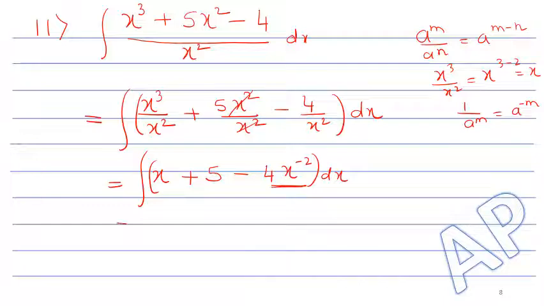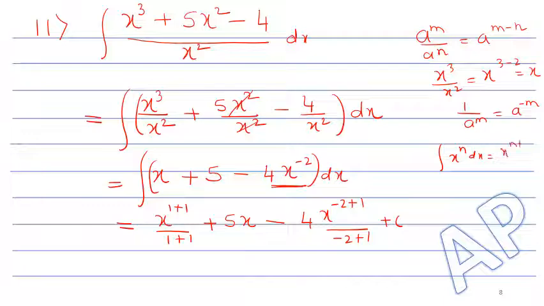Now we can integrate each term separately, that is x to the power of 1 plus 1 by 1 plus 1, plus 5 into dx, that is 5x, minus 4 into x to the power of minus 2 plus 1 by minus 2 plus 1, plus c. In all the steps we have applied integral x to the power of n dx, which is x to the power of n plus 1 by n plus 1. And the second term, 5, there we applied that integral k dx is kx plus c. So we'll simplify this.